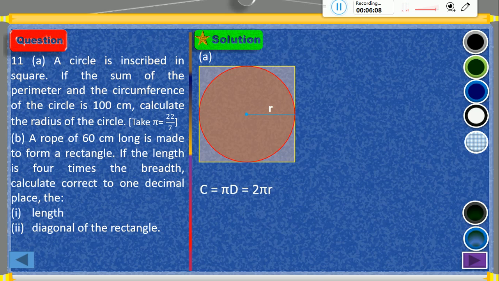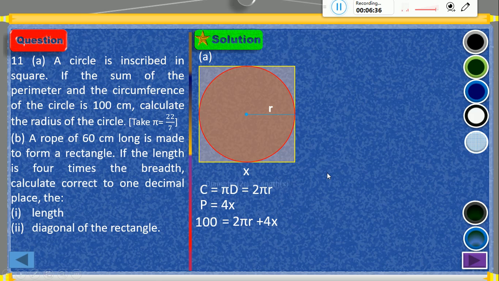Circumference of the circle is pi d, or 2 pi r. The length of the square, let's represent it with x. The perimeter of the square is 4x. The sum of the circumference and perimeter will give us 100, and that is 2 pi r plus 4x. Replace C plus P by 100.